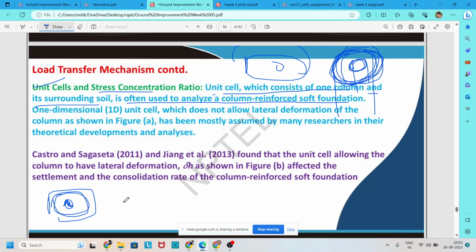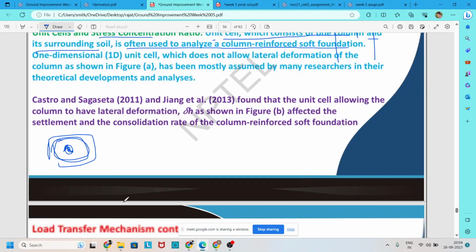But some scientists and researchers found that this does not happen in the real field. There is some lateral deformation, which also affects our results, that means our settlement and consolidation rate also. But in our analysis, we assume that the 1D analysis has no lateral deformation in our settlement. Based on that, we calculate the stress ratio or stress concentration ratio in the surrounding soil.